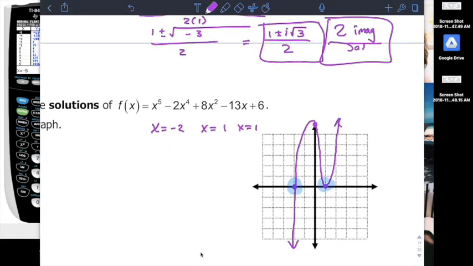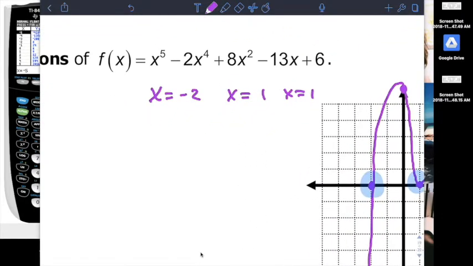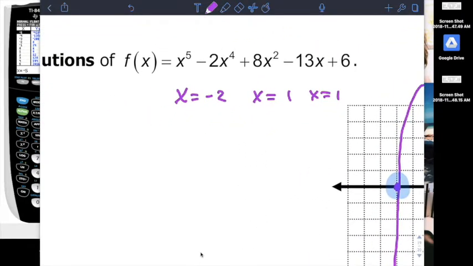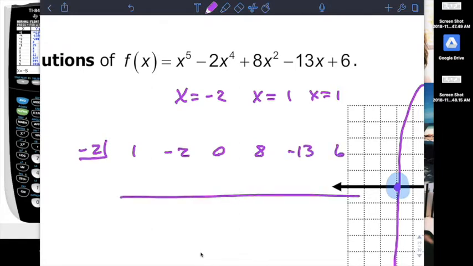Okay. All right, let's chain together some synthetic division here. So let's start out with -2, I guess. And then we're going to go 1 for x to the 5th, -2. We don't have an x cubed, so put a 0, 8, -13, 6. Okay, drop down, multiply. That'd be -2, add. That'd be -4, multiply.